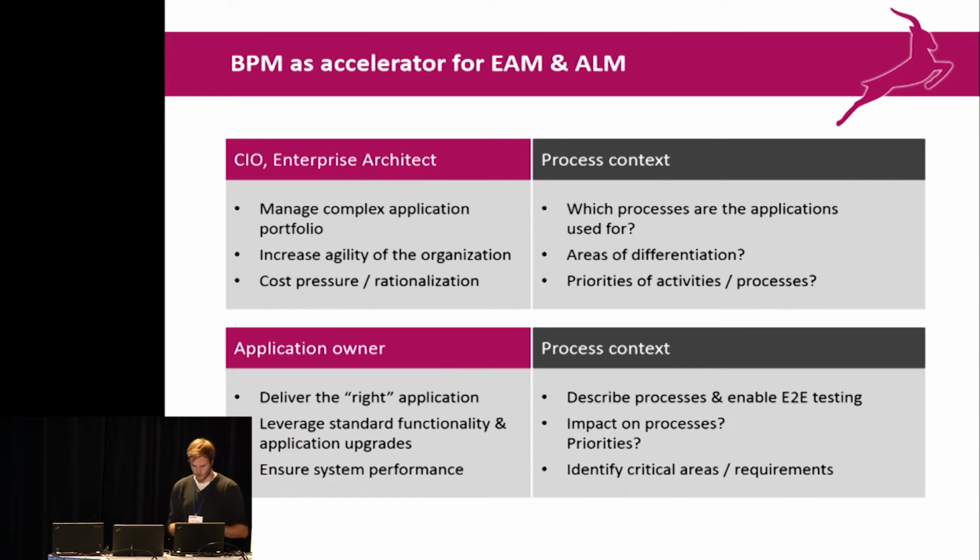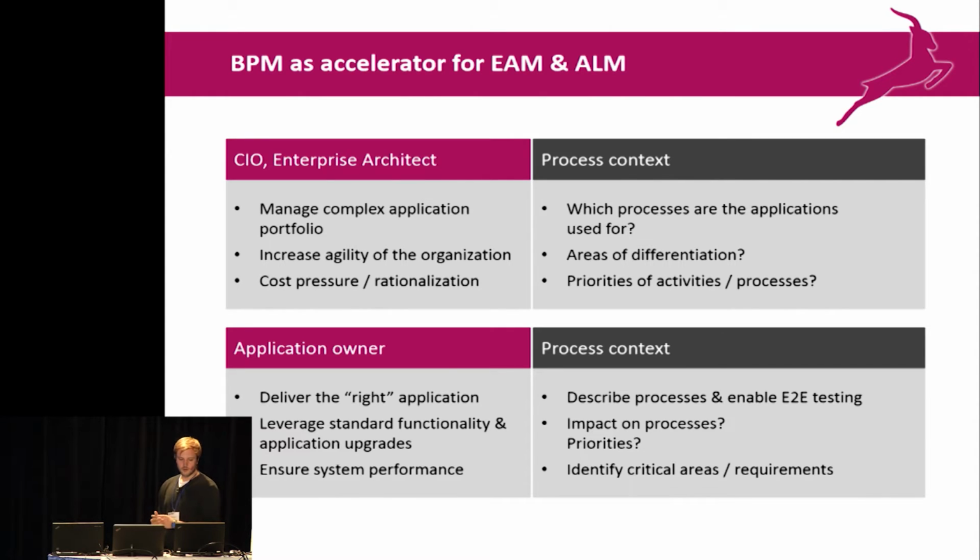And whenever shutting things off, that's always the hard part. How does it actually affect the processes? What is acceptable? And where am I working against the core value of the organization? The application owners, how can they benefit from the whole BPM exercise? Well, to deliver the right application, they have to know what the application is actually used for, right? So describing processes, but also enabling end-to-end testing across applications. That's quite a challenging thing. And only through the processes do you get the scope for doing that end-to-end testing.